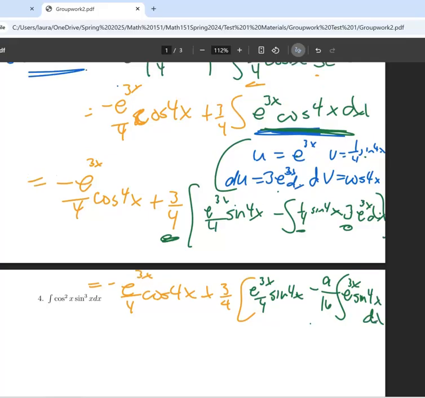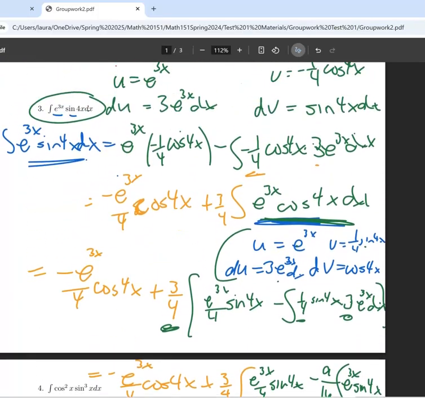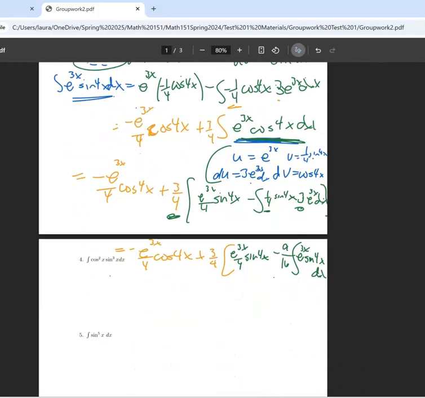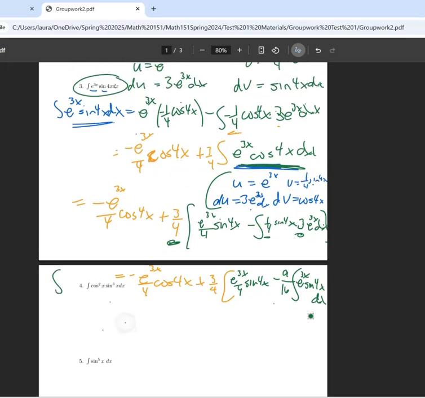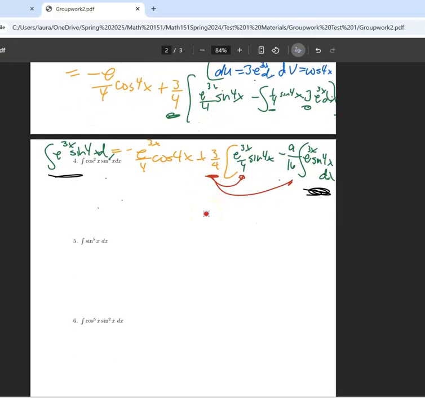So what this is equal to is this, right? So let me just carry it down here so you can see it. So this is the integral of e to the 3x sine of 4x dx. Okay, so this is the same thing as this. In order for me to get this over to the other side, I'm going to need to distribute this number to both of these, right? So I'm just going to keep this there.